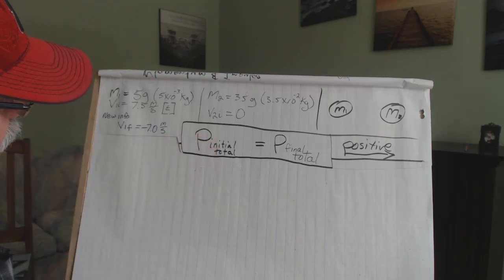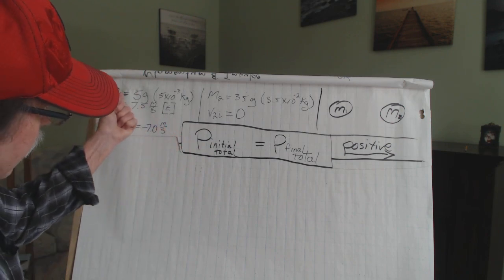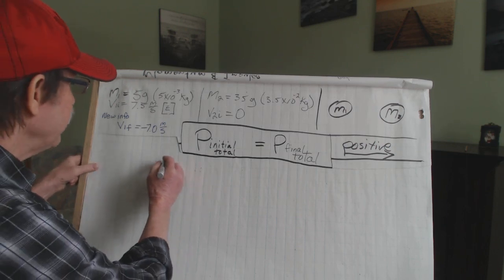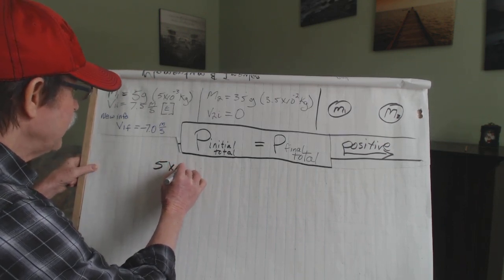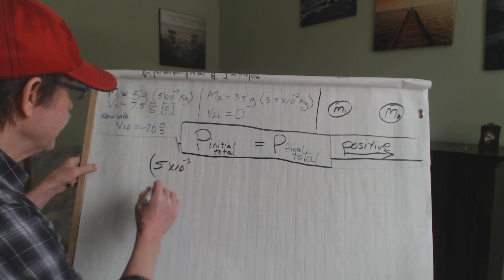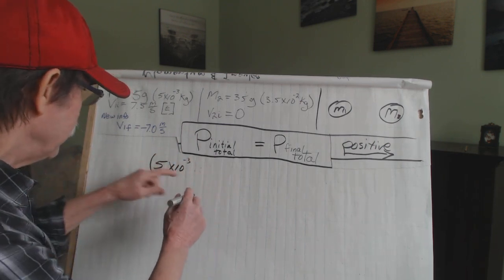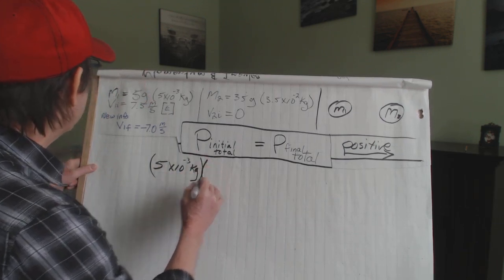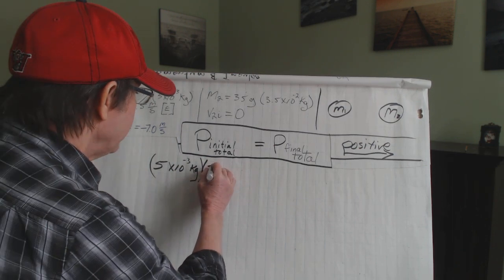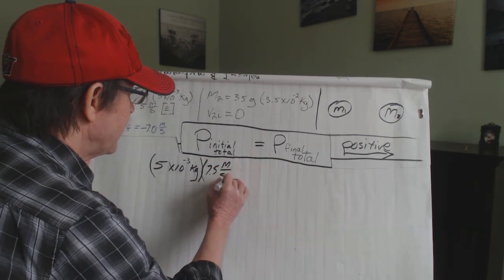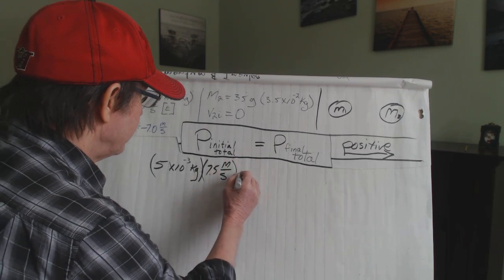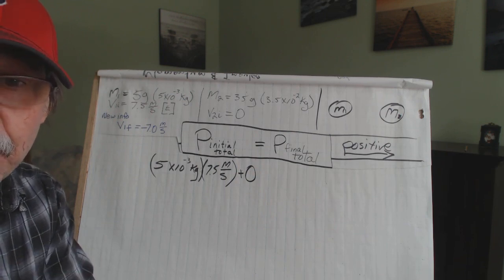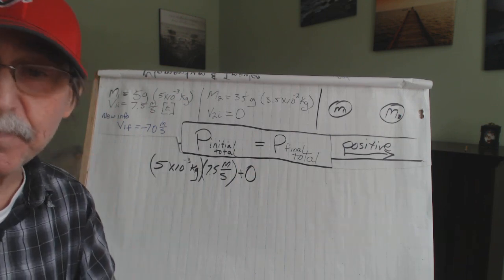So the initial momentum is the momentum from the first object plus the momentum of the second object. So here we go. We got 5 times 10 to the minus 3 kilograms times 7.5 meters per second plus 0. Do you guys know where I got 0 from? Because the second ball wasn't moving.